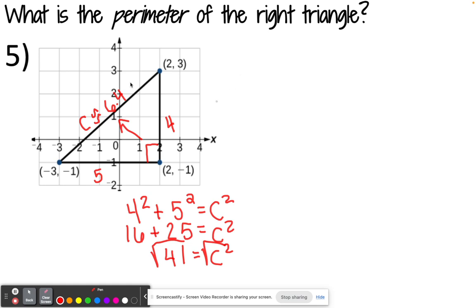So does that answer my question though? No, the question is what's the perimeter? So now I have to add up all my sides. 4 plus 5 plus 6.4. Well, this is 9, 15.4 units would be my perimeter. This is a 5, it looks more like a 6. We write it a little neater.